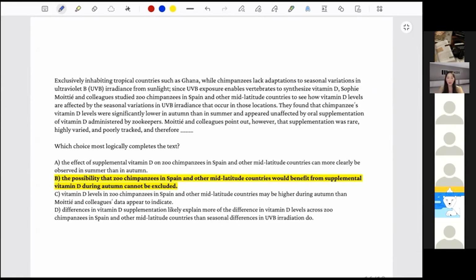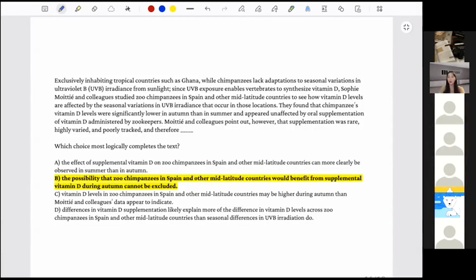And the pivot, however, that we have to really focus on is that there is a major flaw in how the supplements were handled. They were rare, highly varied, and poorly tracked. If you are taking your vitamins every day, you want to take them every day. If you take it once or twice a month, it won't be effective. And this is what the passage is saying. Because the supplementation was so inconsistent and poorly managed, the researchers couldn't actually run a clean test. You can't declare that a treatment doesn't work if it wasn't given properly or if it wasn't tracked accurately.